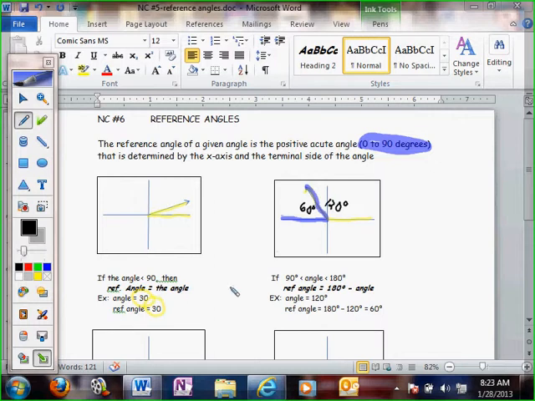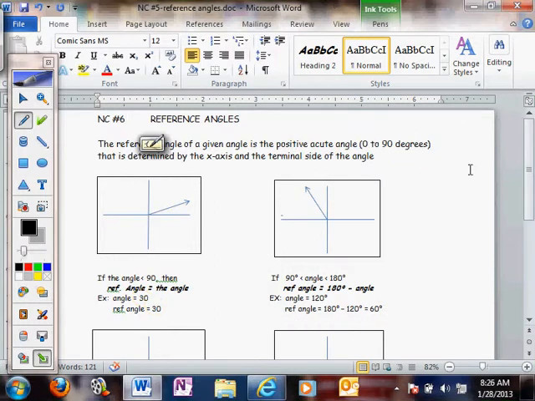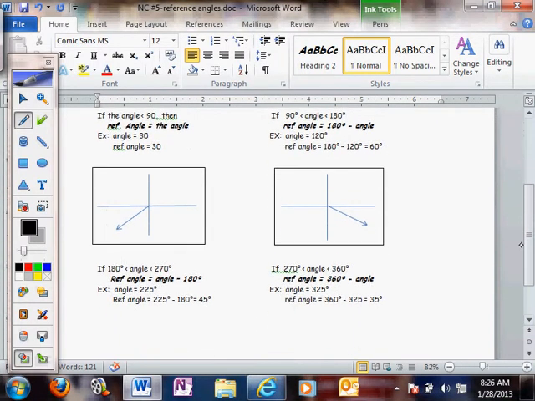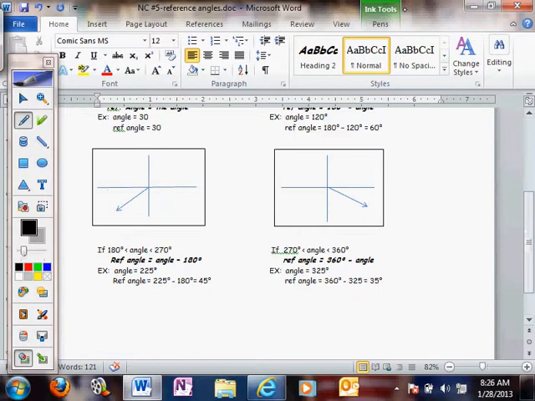Or you can simply use these little rules right here. It just tells you, if the angle is between 90 and 180 degrees, you find the reference angle for this specific angle by subtracting it from 180. And as long as you get an angle that's acute when you find the reference angle, you can check yourself because it must be an acute angle. Okay? Moving on to the last two examples here.